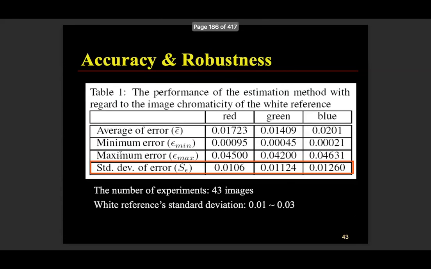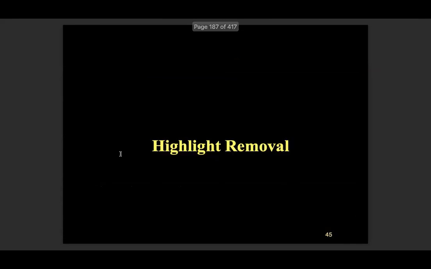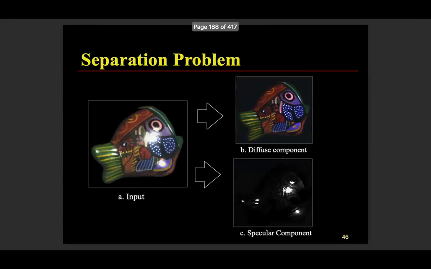I will explain maybe next week how we can remove the highlight and why highlight removal is also an interesting problem in low level vision. Because in the end, after we remove the light color, we can also remove the specular highlight here. And as a result, we have a diffuse component, which is more consistent, because if you take pictures from different angles, it will give you the same color independent of these specular highlights.